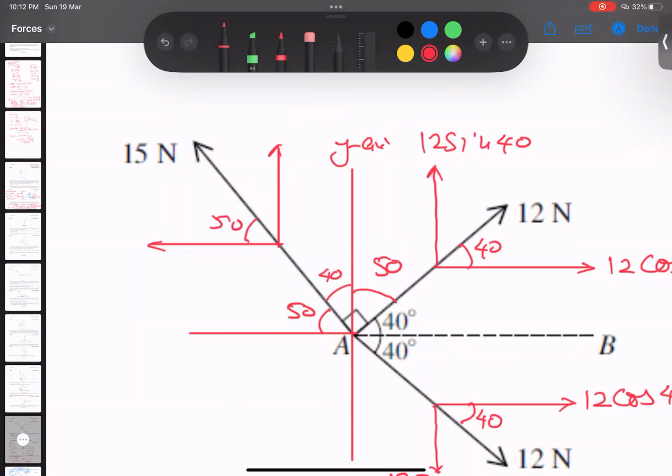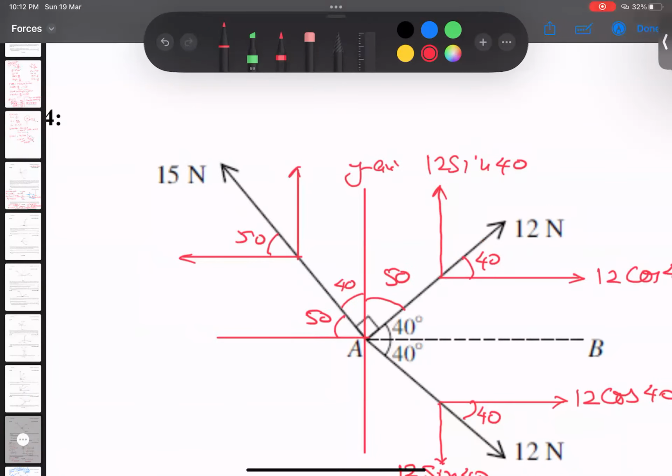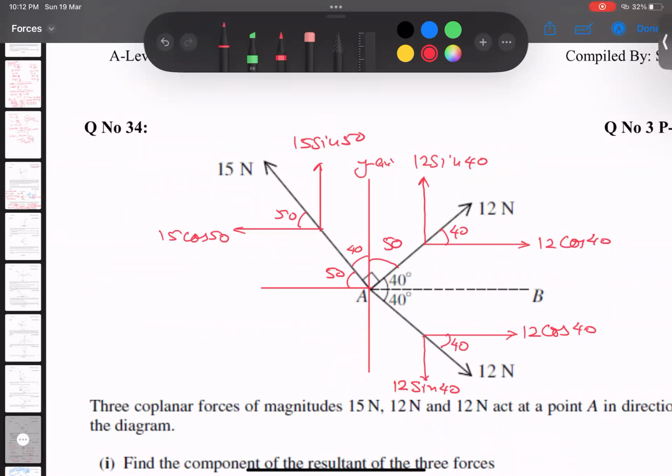So I write 50. So what about this, 50 cos 50? Repeat, force comes before, then cos, and then the angle comes here. So I believe this point is very clear. The other one is 15 sine 50. So I believe all forces are properly resolved.